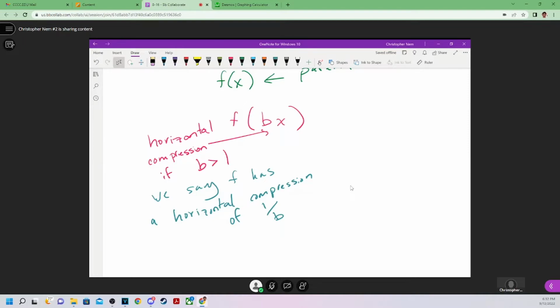To reiterate, this has a horizontal compression of 1 over b. Wait a minute, that sounds funny. Well, that's also inverted, that's why. Because it's inside of our function, we have to inverse things. So, let's take an example of that.